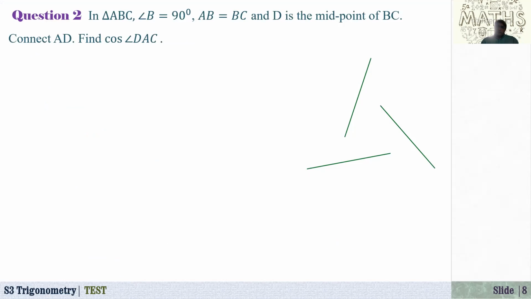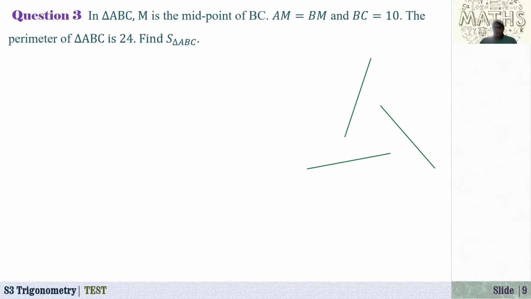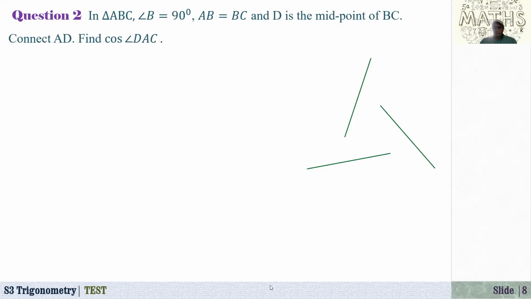Another question, question 2. Solution. In triangle ABC, angle B is 90 degrees. AB is equal to BC. And D is a midpoint of BC. And connect AD, find cosine of DAC.